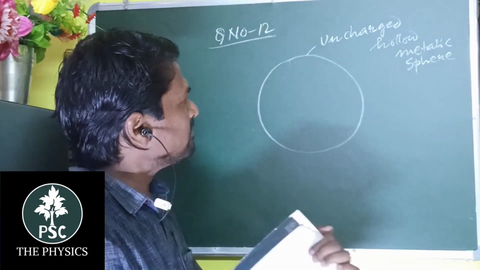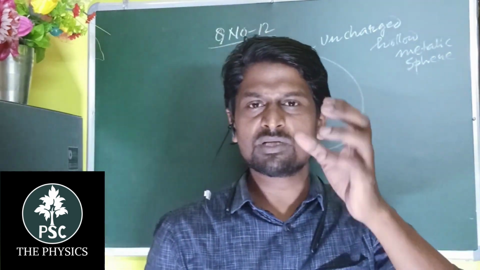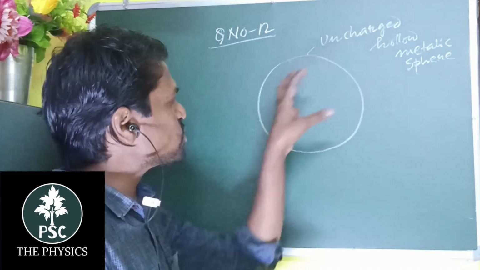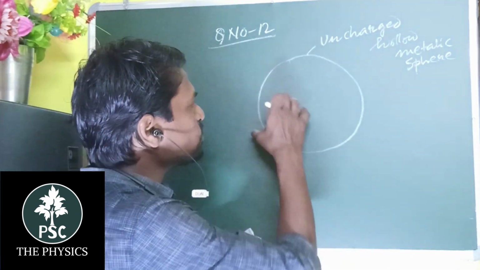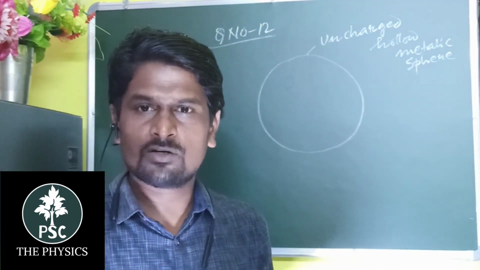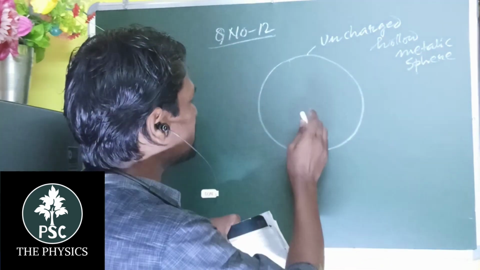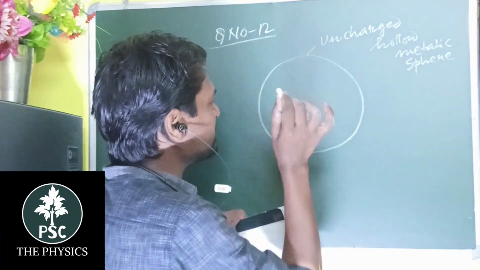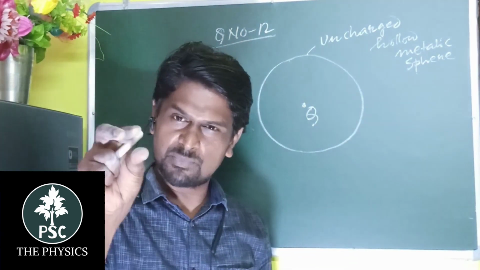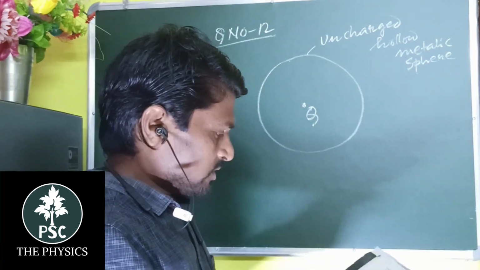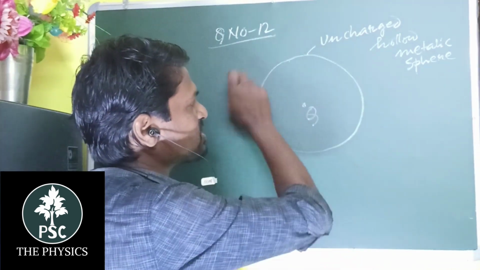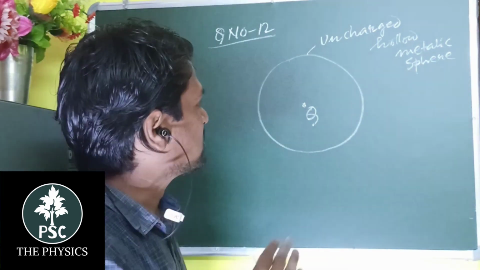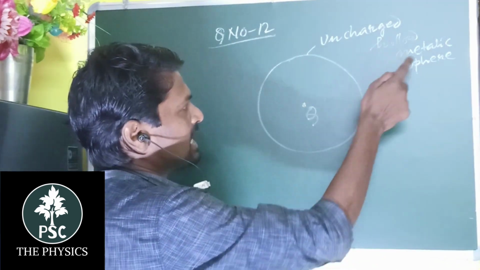So this is the term uncharged. First of all, students, uncharged means there is no charge on the sphere, and it is hollow. Hollow means there is no charge contained inside the sphere. Here the capital Q charge is at that particular point. Uncharged means it is not uniformly charged, or there is no amount of charge on the surface. And next, it is a hollow and metallic sphere.